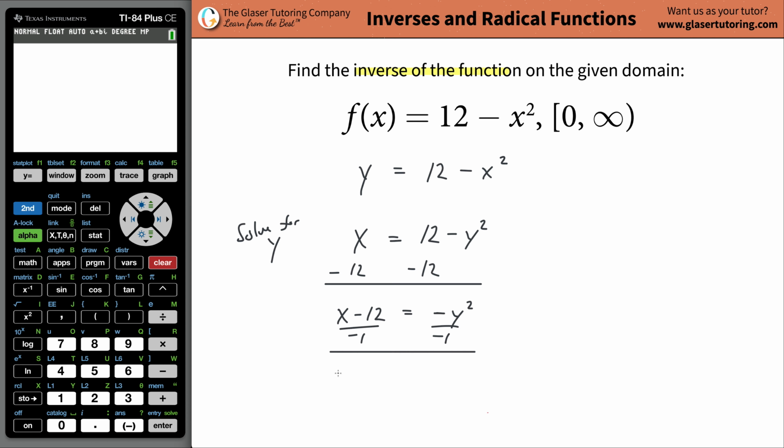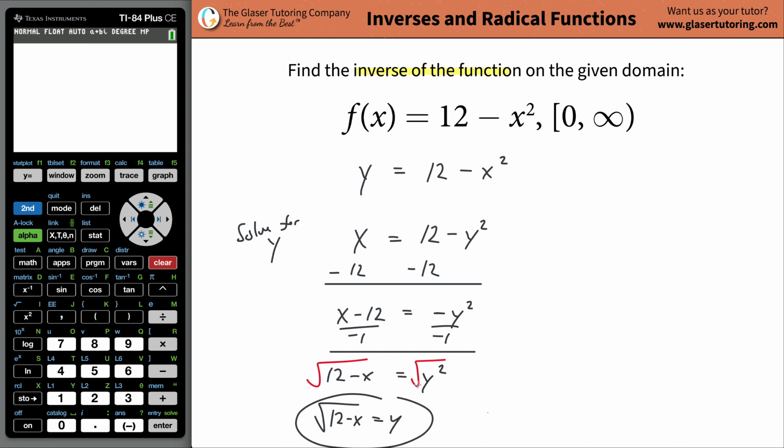And what happens now is that this becomes negative x plus 12, or you can rewrite that as 12 minus x, or you can just leave it alone. You can just leave it like that. And that's going to be equal to y squared, and then to find y, all we're going to do is simply square root both sides. Now we're left with the square root of 12 minus x is equal to y.